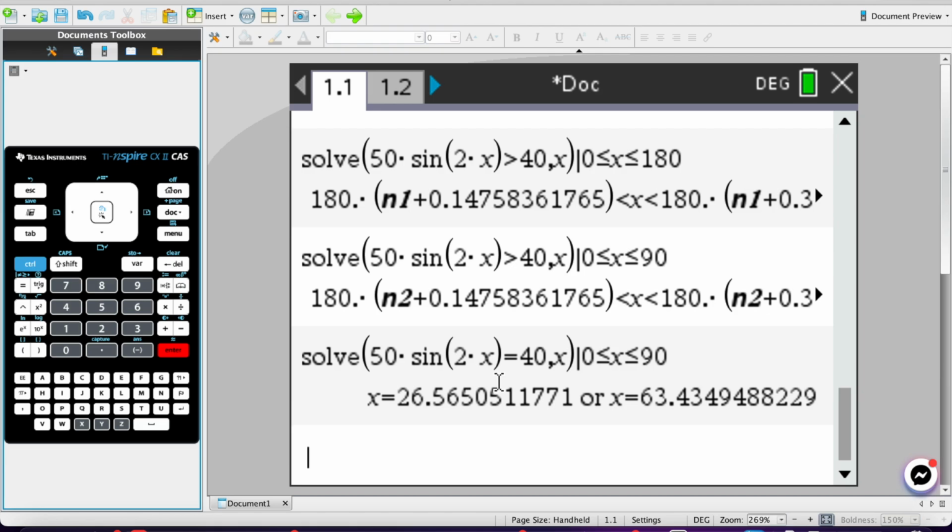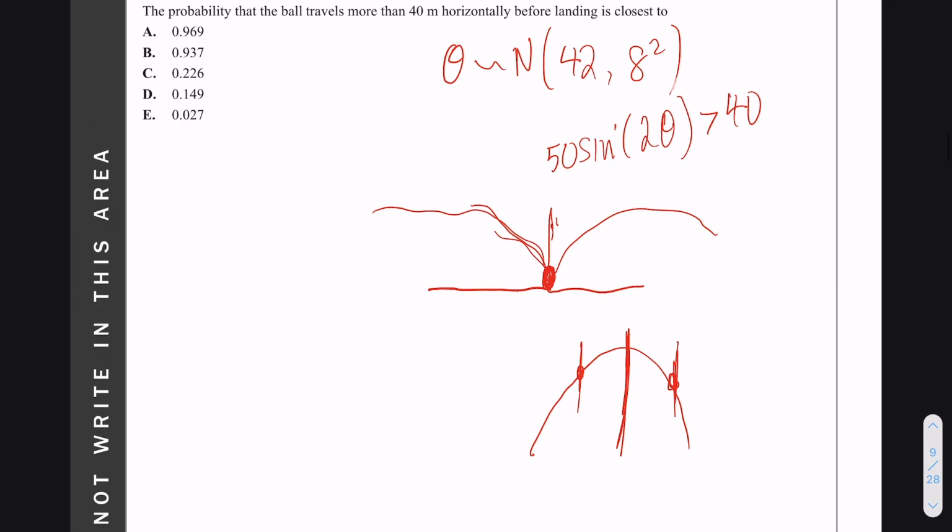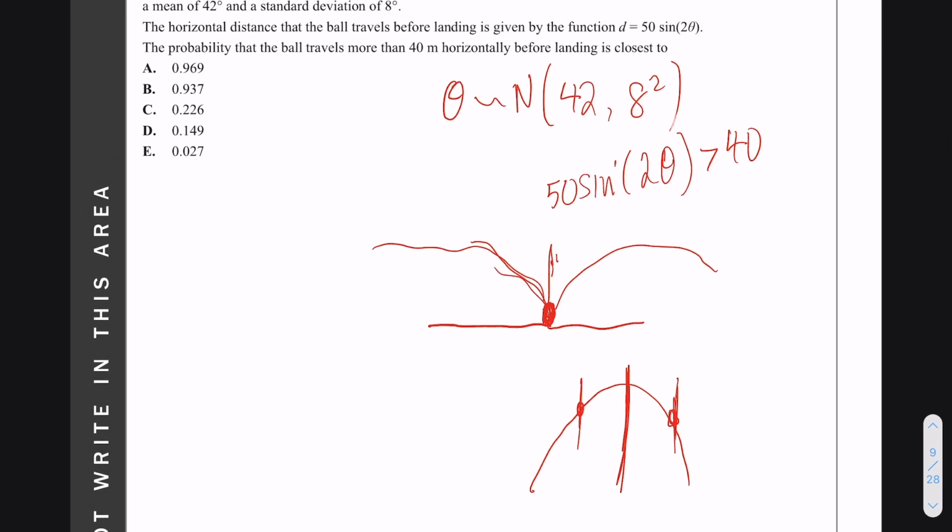So if you think about how this looks, you're going to get a sine graph where 45 degrees is the maximum, and you've got 26.565 and 63.4349 either side. So over is between there. So you want your theta to be greater than 26.565 and less than 63.4349. So we can do the normal solve on the CAS.